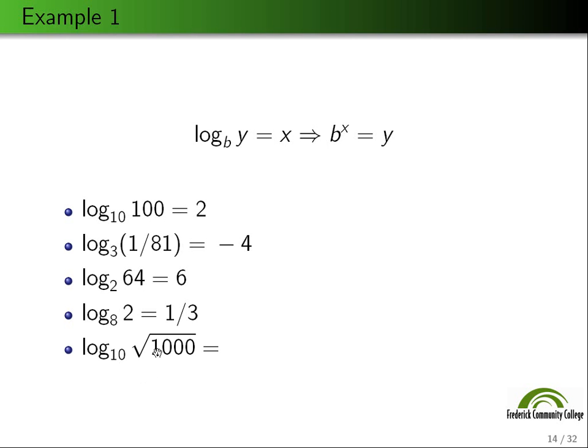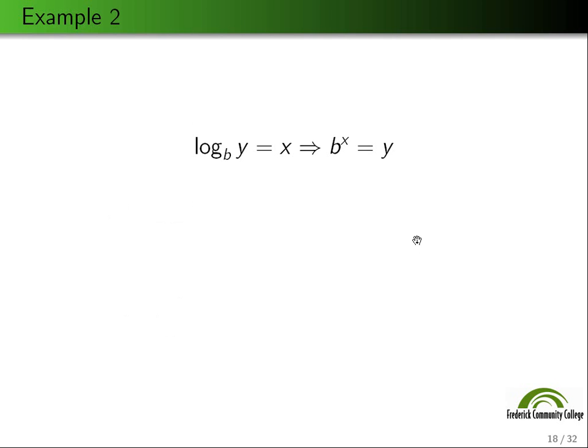Log base 10 of the square root of 1000. So let's see if we can work this out without a calculator. We know 1000 is 10 cubed, and we know that taking the square root is the same as raising something to the 1/2. So this is 10 cubed raised to the 1/2, which leaves me with 10 raised to the 3/2. So now we're looking for some number x such that 10 to the x equals 10 to the 3/2. So surely that has to be 3/2. Please stop the video, rewind, make sure you can get these and they make lots of sense for you.